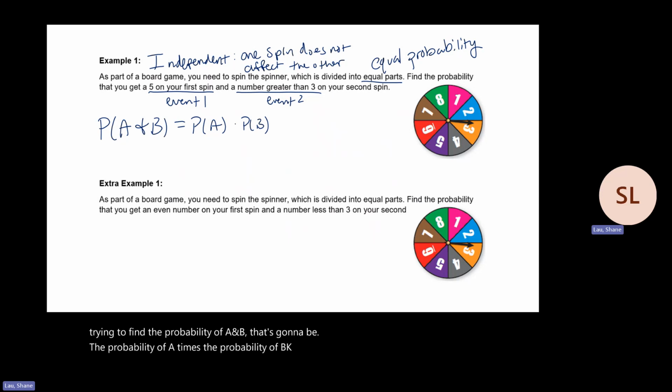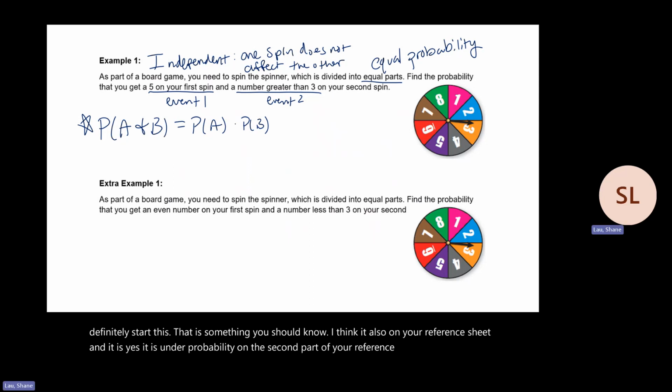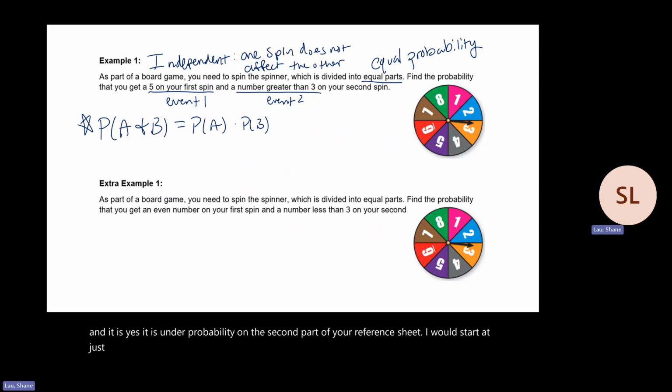Okay, and so this equation right here, I would definitely star this. That is something you should know. I think it's also on your reference sheet, and yes, it is under probability on the second part of your reference sheet. I would star that just because I think it's still good to know. But we have that.